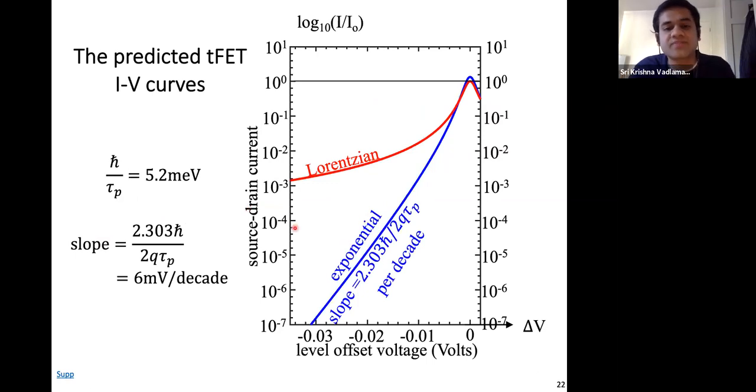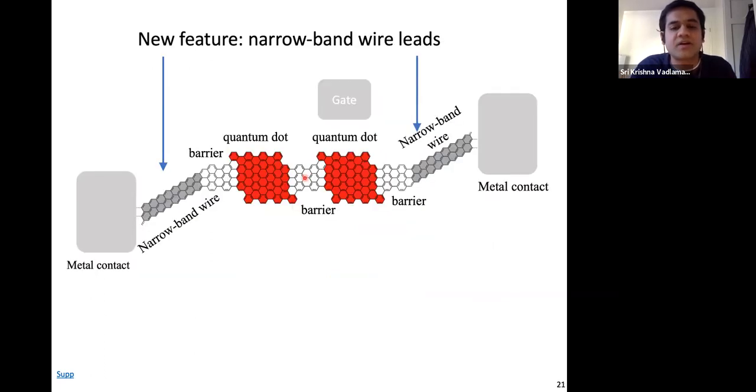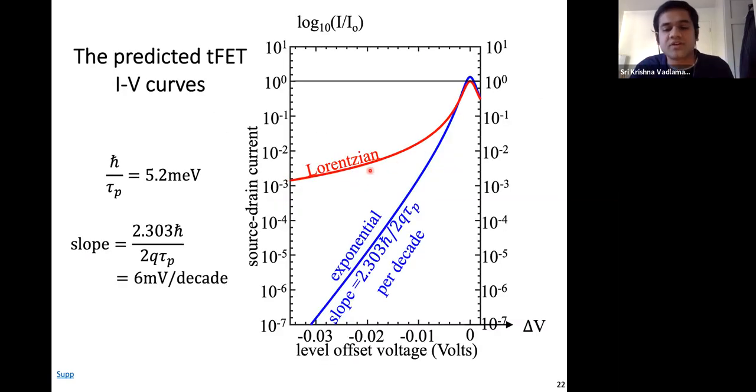So once you have your spectral shapes, it's sort of straightforward to compute the currents. You just have to calculate the tunneling between the two line shapes, and you can also take the thermal populating of the quantum dots into account, and you will get some sort of convolution. So when you have Lorentzian line shapes, you get a Lorentzian IV curve, because Lorentzian with Lorentzian gives you Lorentzian in the convolution. And when you have exponentials, you do get an exponential line shape in the IV plot. So if we assume that the width of the narrow band in the narrow band wire is maybe 5 meV, then the slope turns out to be something like 6 millivolts per decade.